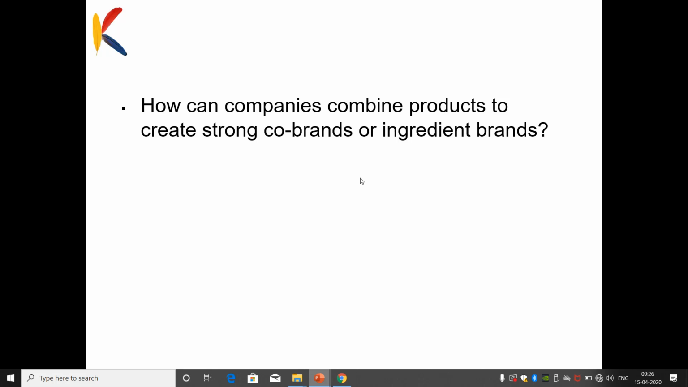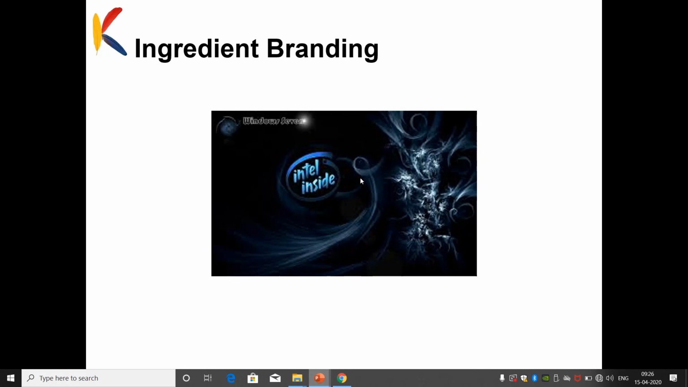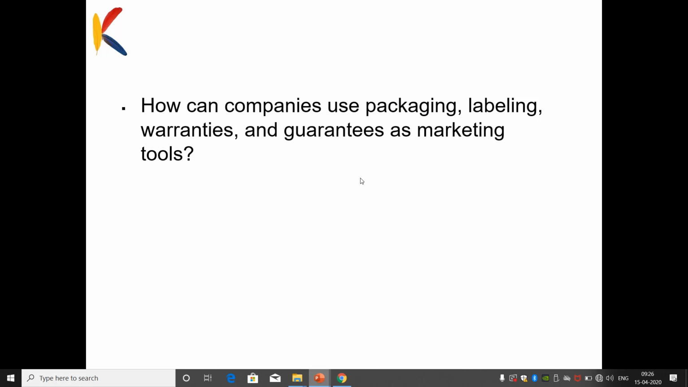So next comes how can a company combine products to create strong co-brands or ingredient branding. So ingredient branding is a little bit different as compared to product bundling. In product bundling, the majority of the time we are seeing that the two brands which have been bundled to attract the customers are from the same parent brand. Again, in ingredient branding, the basic idea is having dual branding or brand building from two or more well-known brands combined into a joint product and marketed together in some fashion.